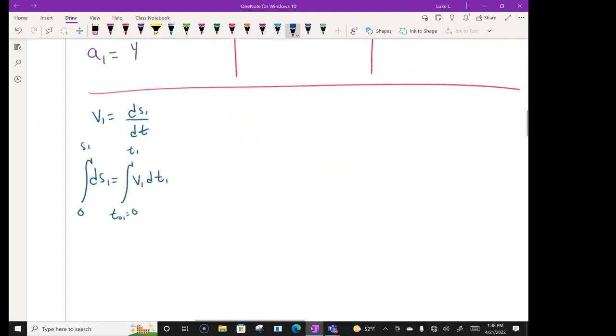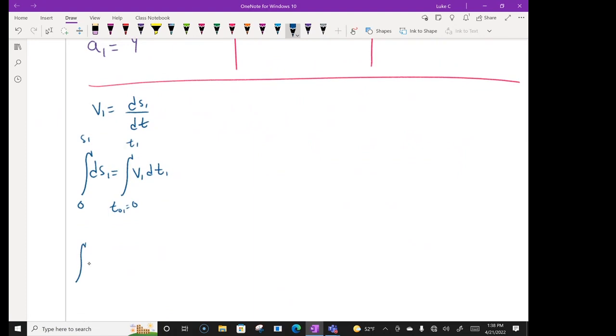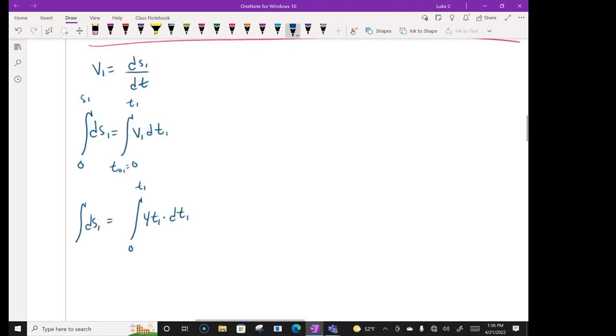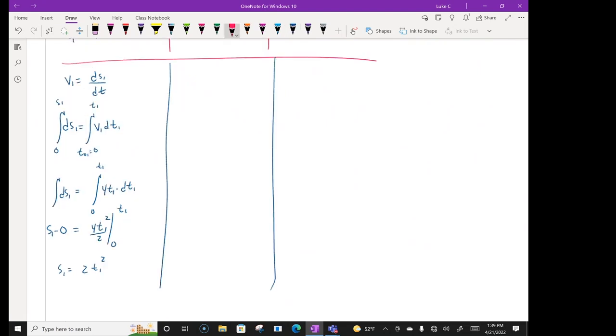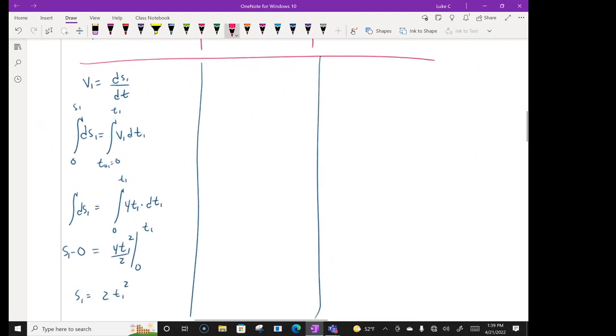So we have to plug in for T1. So this is just S1 minus 0, 4T1 squared over 2 from 0 to T1. 2T1 squared. Is that what you got? Yep. All right, I'm going to do the second one, and then I'll have you try the third one.